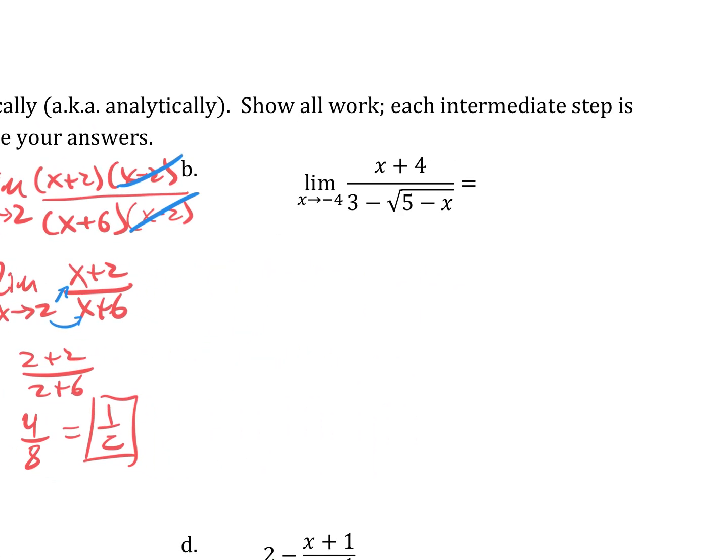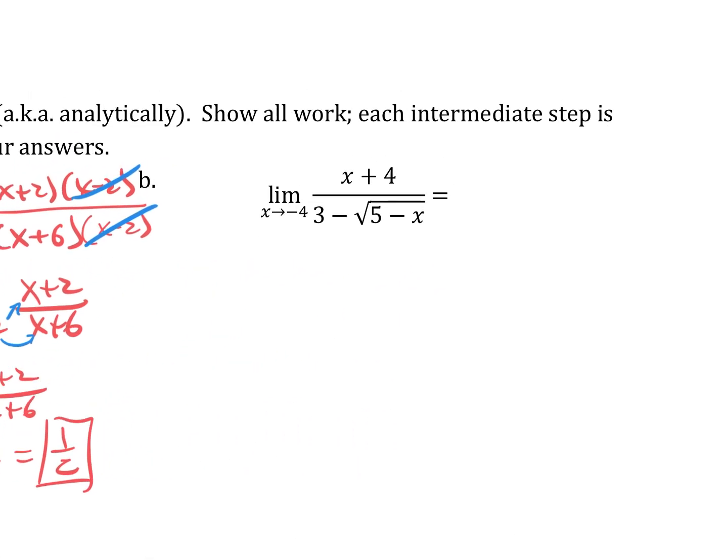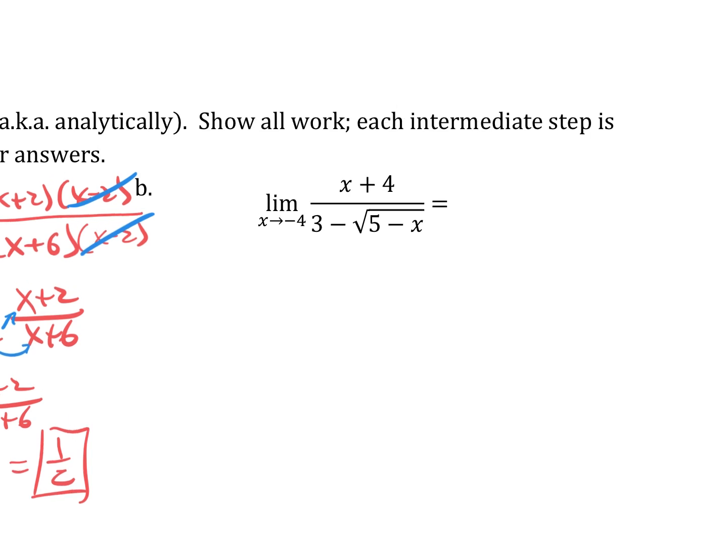Well, what if we have this radical? Well, you can't really factor it very easily. So we need to multiply by the conjugate. So multiply this, slap some parentheses around that, by 3 plus the square root of 5 minus x. So the conjugate, remember, changes this sign to plus. Don't mess with this sign. The sign in between the two terms is what we're changing.